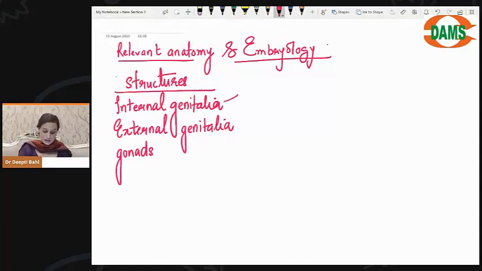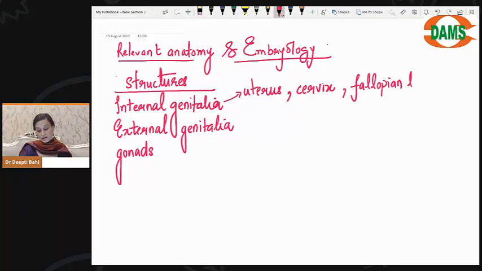Now, when we talk about internal genitalia, what is included in it? So uterus, cervix. Now, cervix is very much a part of the uterus. I have just written it separately so that I'm able to give you certain points that you need to know about it. So uterus, cervix, fallopian tubes, vagina, they are going to come under the category of internal genitalia.